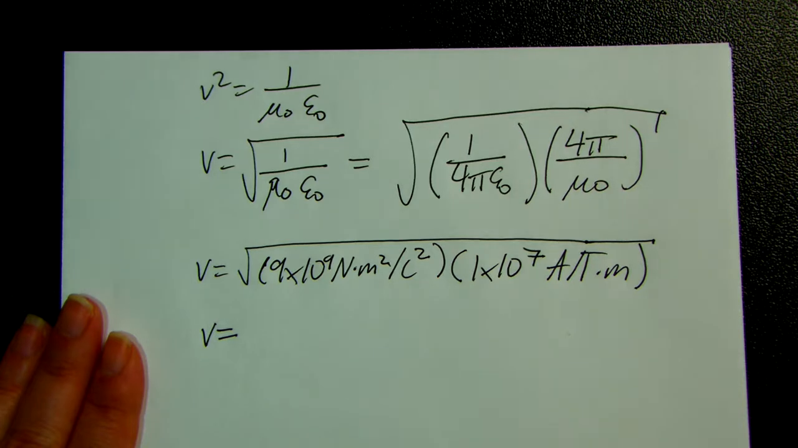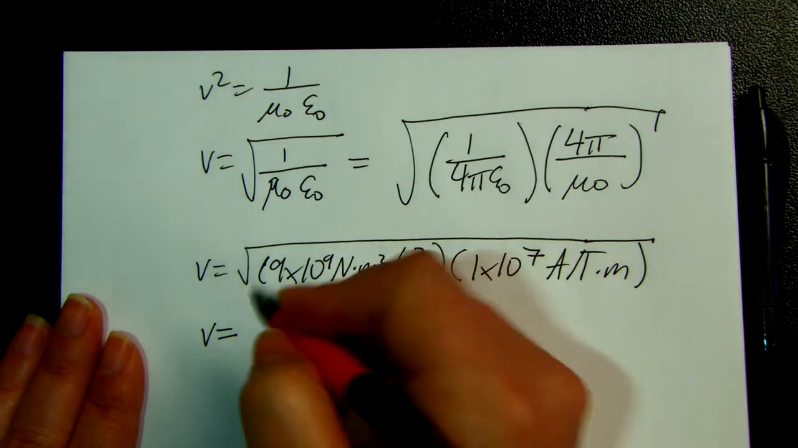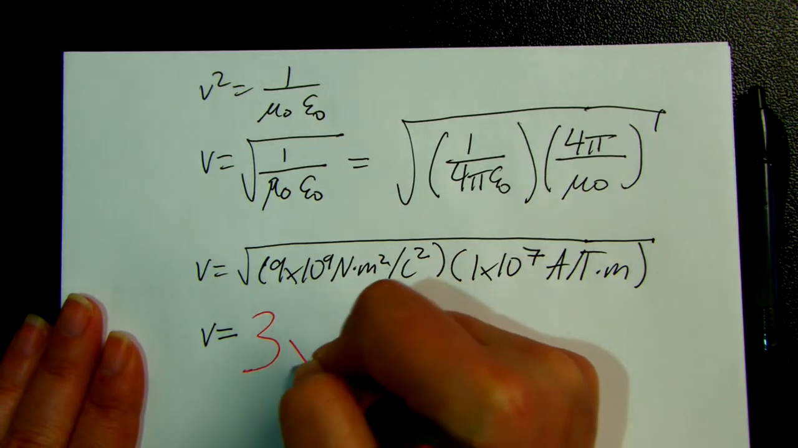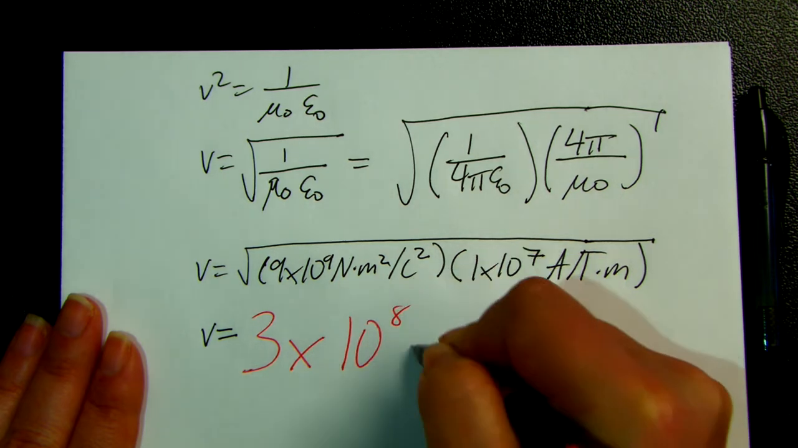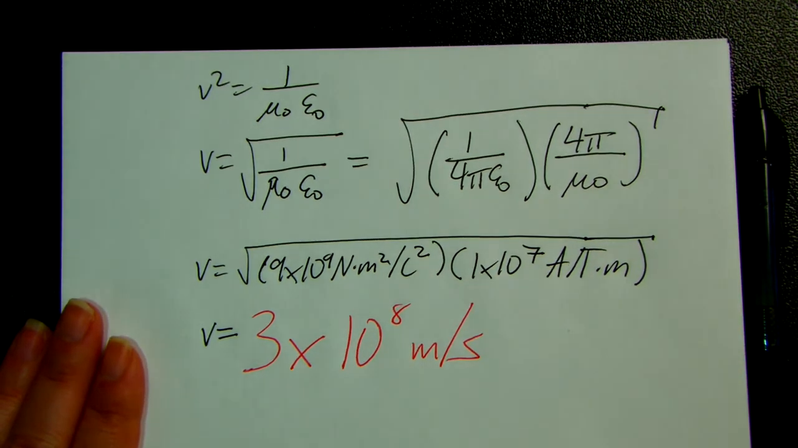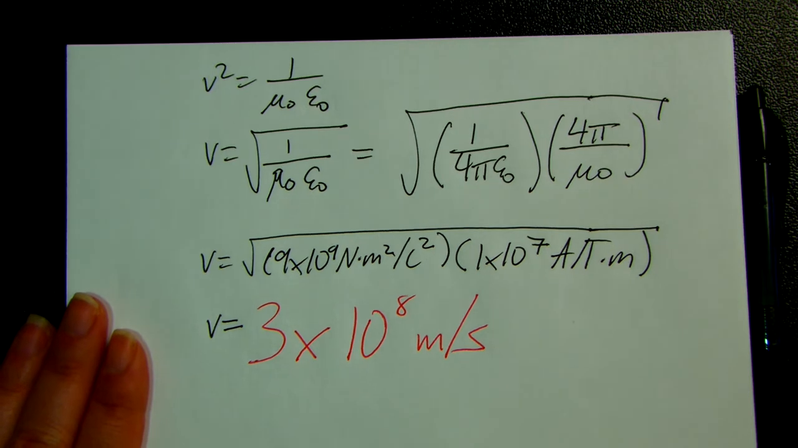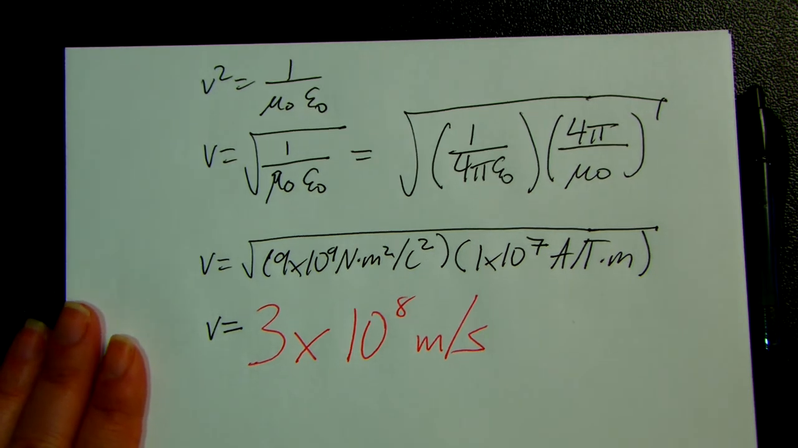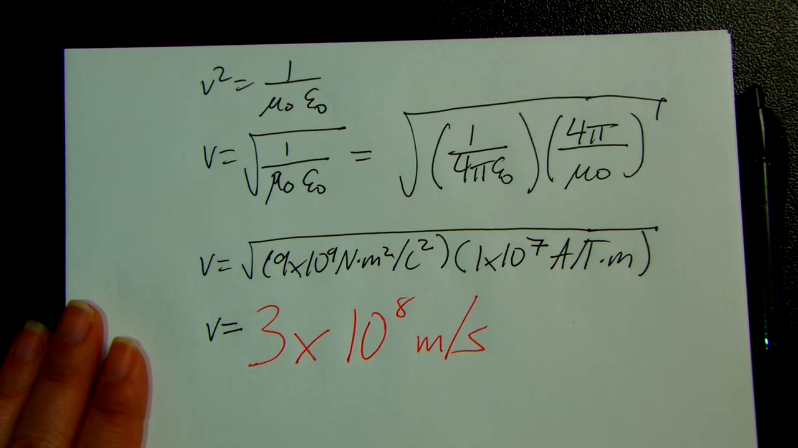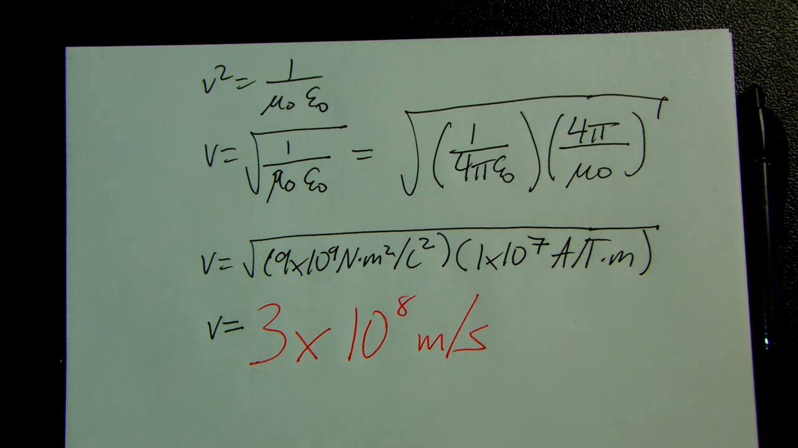V is equal to 3 times 10 to the 8 meters per second, the speed of light. That's why we kept mu naught and epsilon naught. We get the speed of light from these fundamental constants that they discovered before we knew about the speed of light. We'd been suspecting the speed of light for a while, but this is it, guys. This is why you call something a fundamental constant. This is what it means.